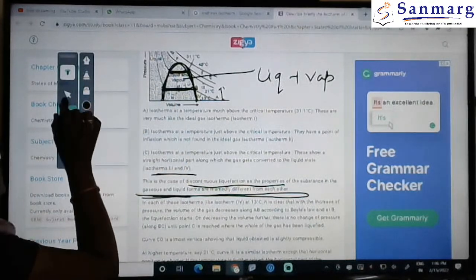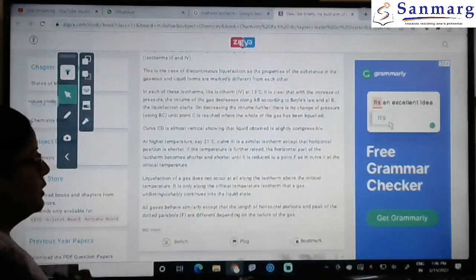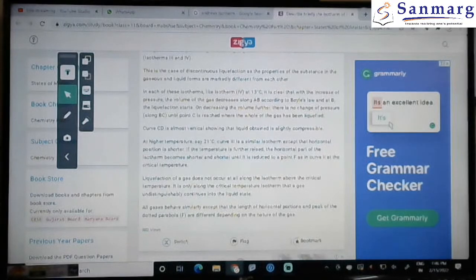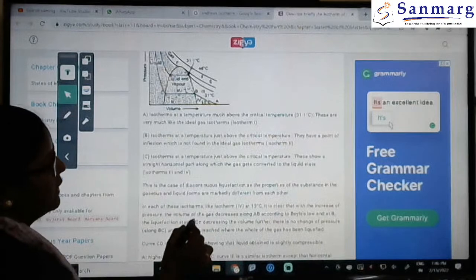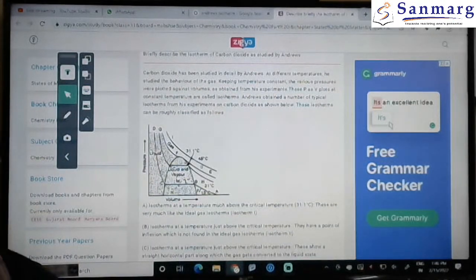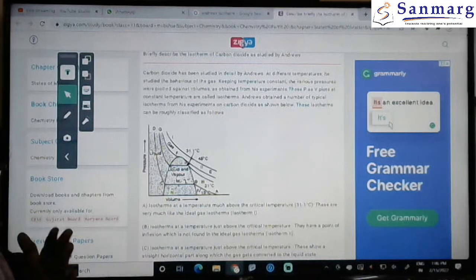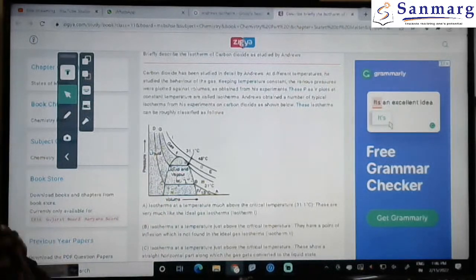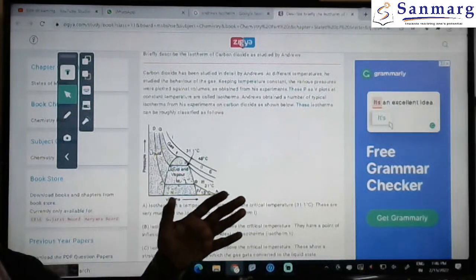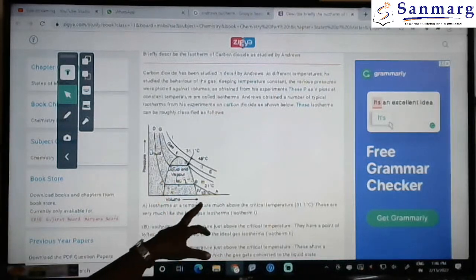The particular temperature above which a gas cannot be converted into liquid is called the critical temperature. The temperature at which gas cannot be converted into liquid is called the critical temperature. So this isotherm is to show how gases are gradually converted from the gas state into the liquid state.